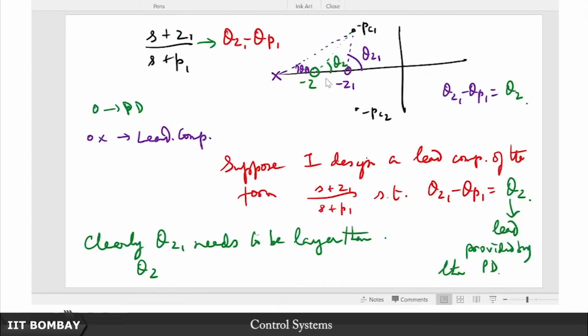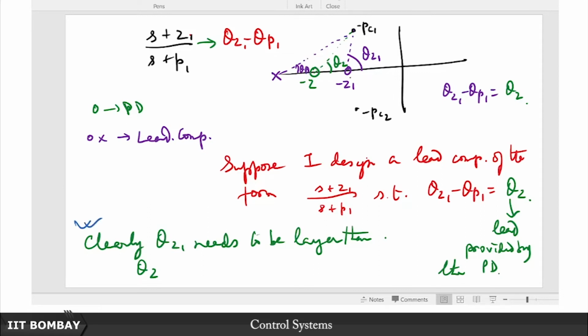Now you see there is a lot of flexibility I have to play around with. As long as my theta z1 is to the right of theta z, I can place it anywhere. I can play around with this z1 location. Of course, once I put it to the left of minus z, I cannot meet this, because then theta z1 will be less than theta z. So this will be violated.